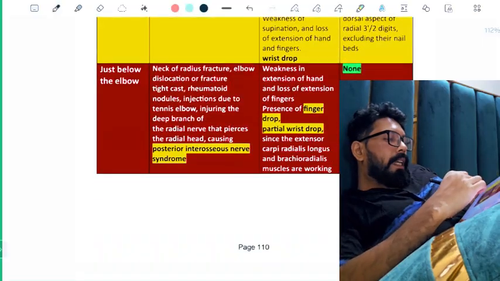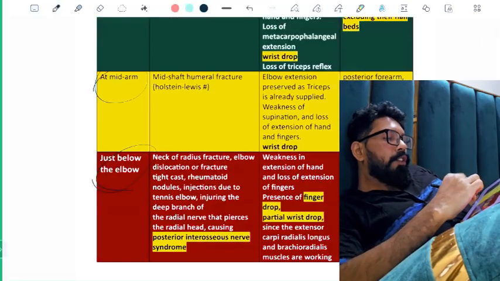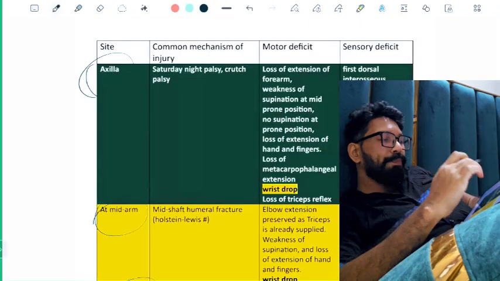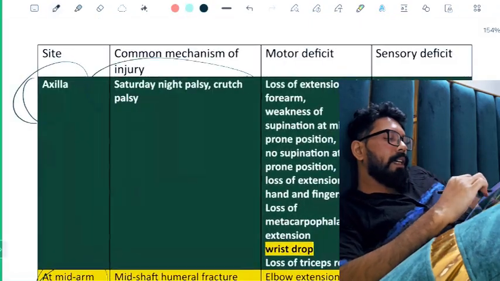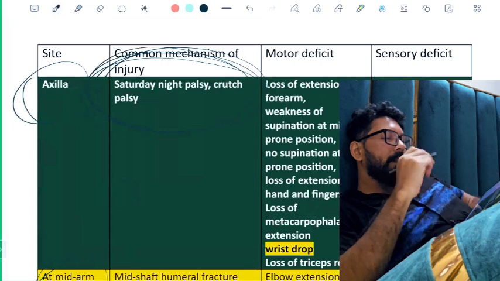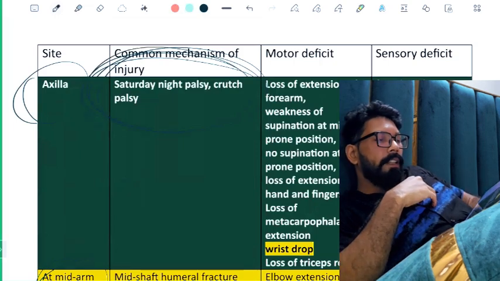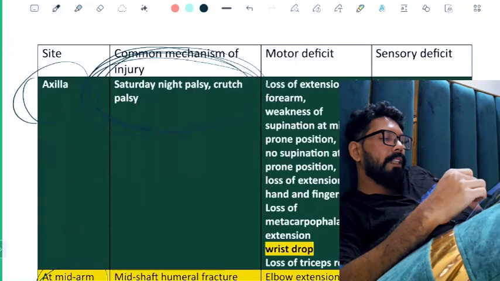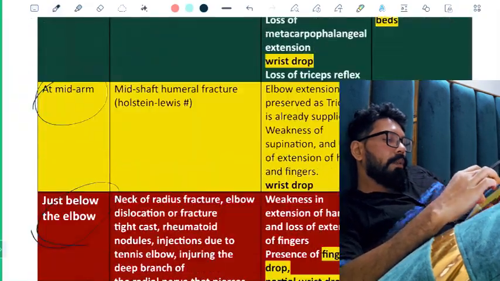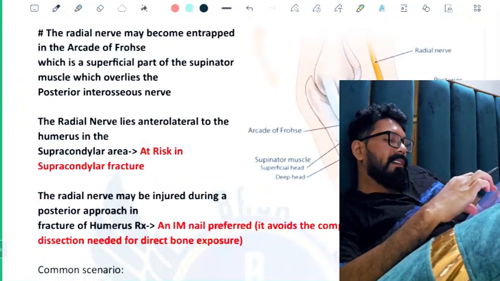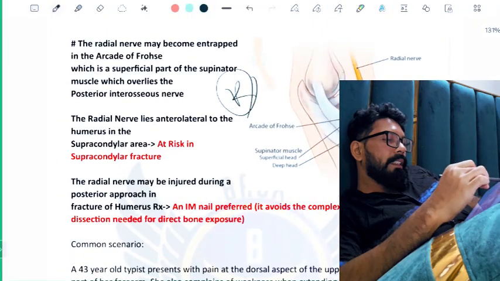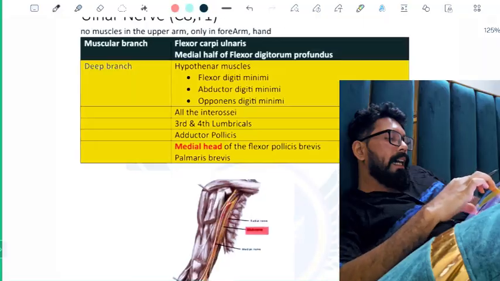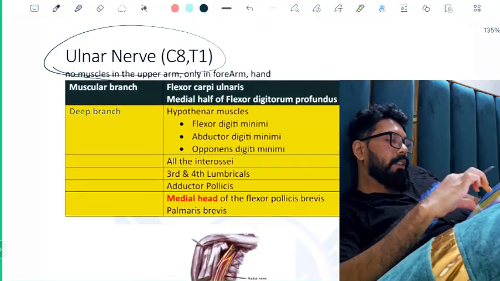Then comes your, and here we have different levels of injury. First you see the class properly and these will be very easy. So in case of axilla, we have Saturday night palsy, or crutch palsy. We all know. Just give a reading and you will understand what's written here. Not so important. They don't ask these questions. Give a reading. Just remember where it enters. Then ulnar nerve. Very, very important. You all know.